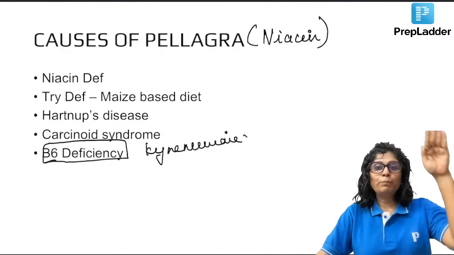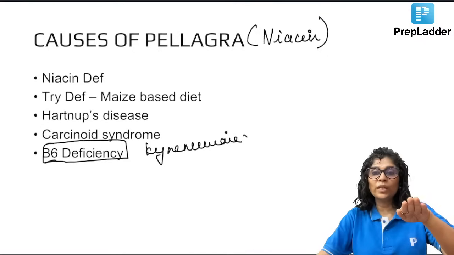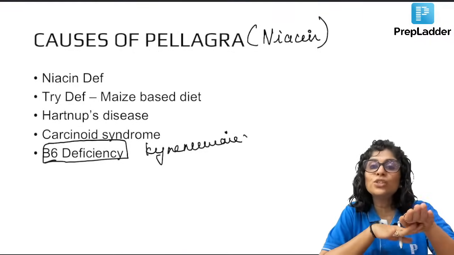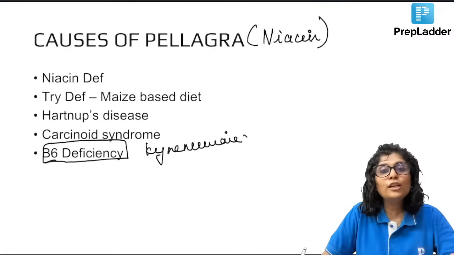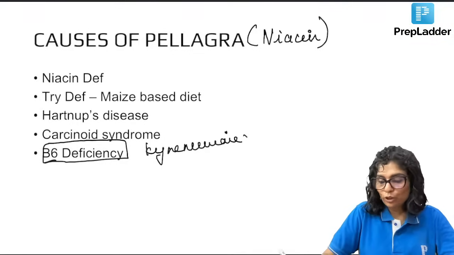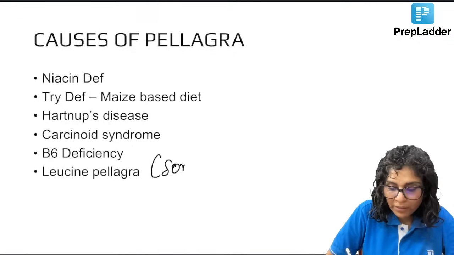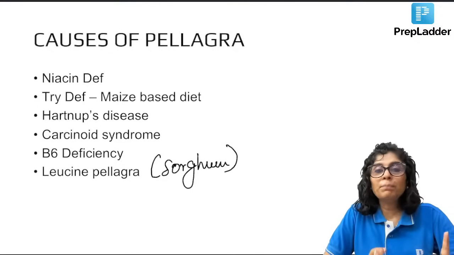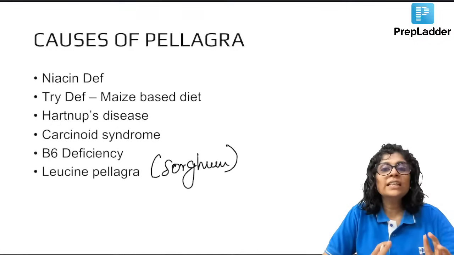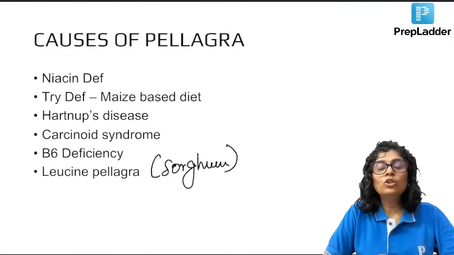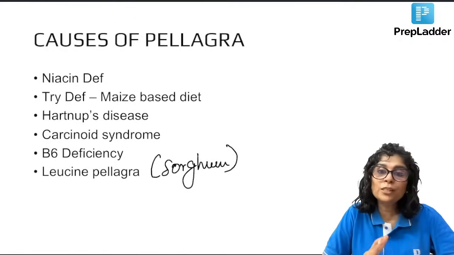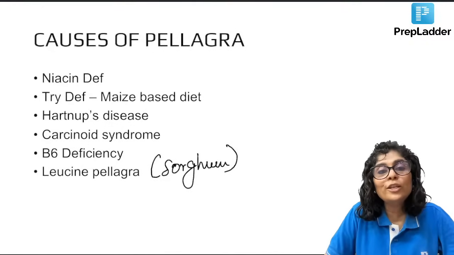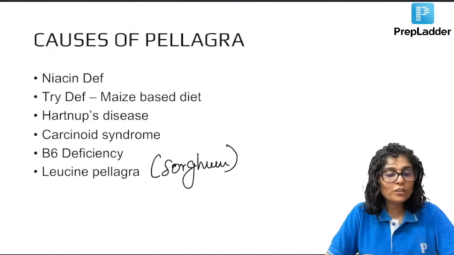Everything is good. Tryptophan has entered into niacin synthetic pathway. What if quinolinate phosphoribosyl transferase is inhibited by leucine? Right? That is called as leucine pellagra. So leucine pellagra happens whenever a person is on a sorghum-based diet. Okay, sorghum is a staple diet among few farmers. This sorghum is rich in leucine. Though leucine is an amino acid, it inhibits quinolinate phosphoribosyl transferase and that causes pellagra. That's called as leucine pellagra. So these are the causes of pellagra.